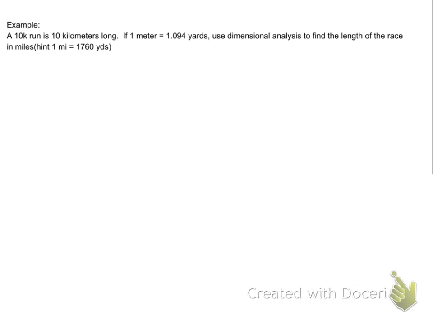So in this problem, it says a 10K run is 10 kilometers long. Then they also, guys, are giving you the conversion factor that 1 meter is 1.094 yards. Use dimensional analysis to find the length of the race in miles. Ooh, but then it also gives you another hint. 1 mile is 1,760 yards. So make sure you always start with the given. What do they give you first? What's the value? 10 kilometers.